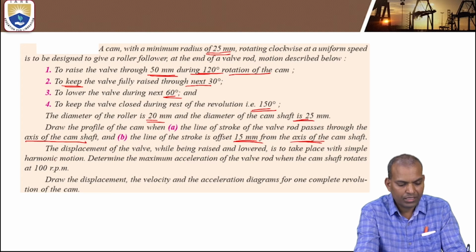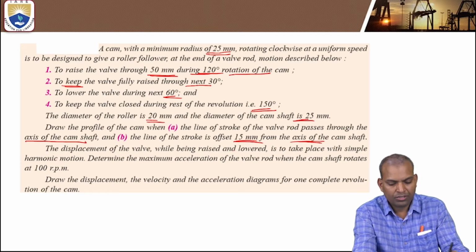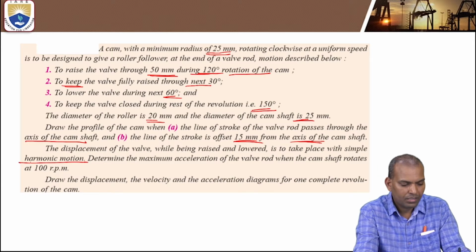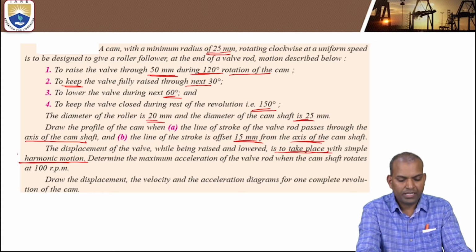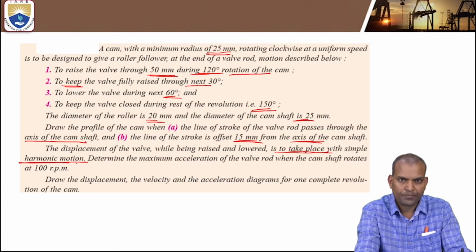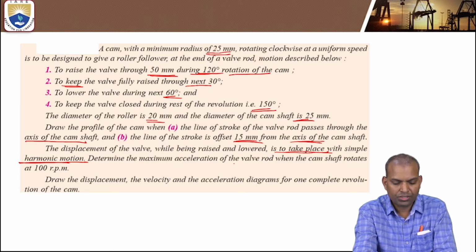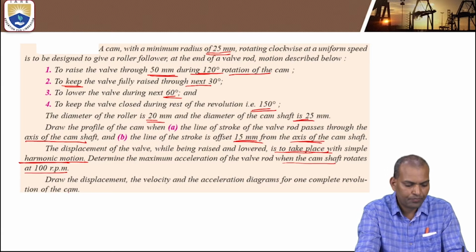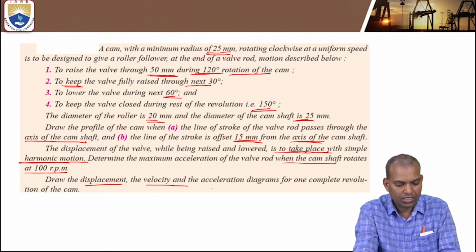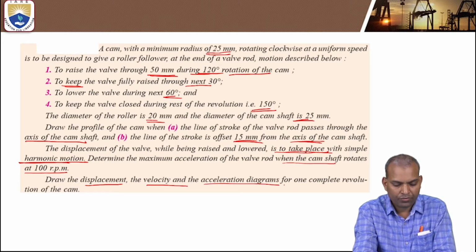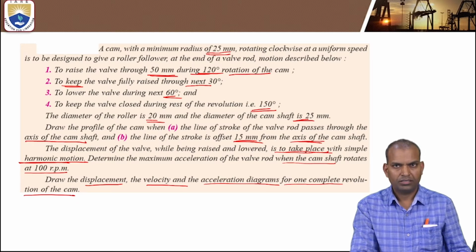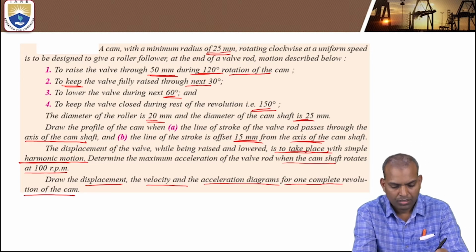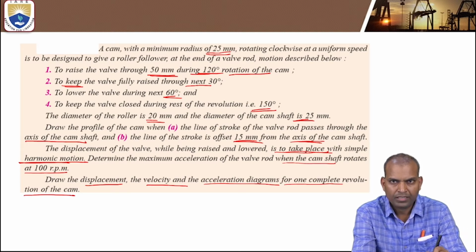One more thing here: the displacement of the valve, that is the follower, while being raised and lowered is to take place with simple harmonic motion. Determine the maximum acceleration of the valve rod when the camshaft rotates at 100 revolutions per minute. Draw the displacement, the velocity and the acceleration diagrams for one complete revolution of the cam. So here is a very important problem, with highly practical oriented data given here.